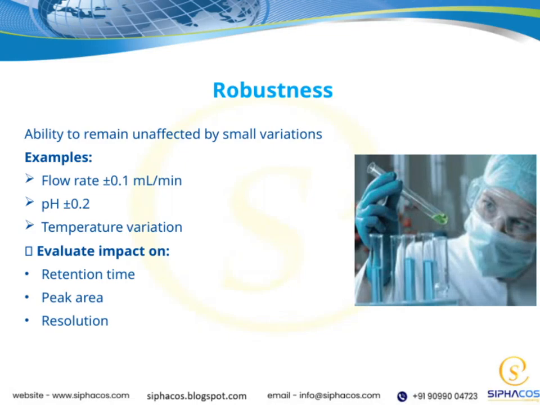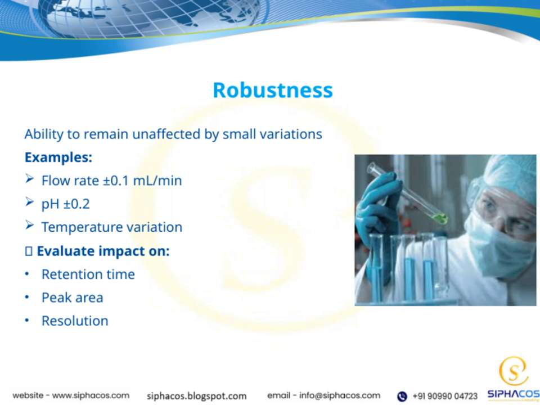Let's talk about robustness. This is all about how well our method can hold up when small changes happen in the process. For example, if the flow rate varies by plus or minus 0.1 ml per minute, or the pH shifts by plus or minus 0.2, or if there's a slight temperature fluctuation. These are minor variations, but they can still impact our results.